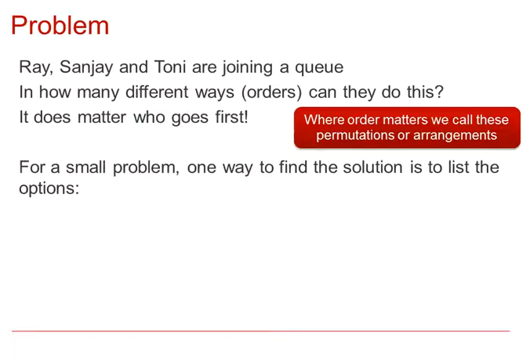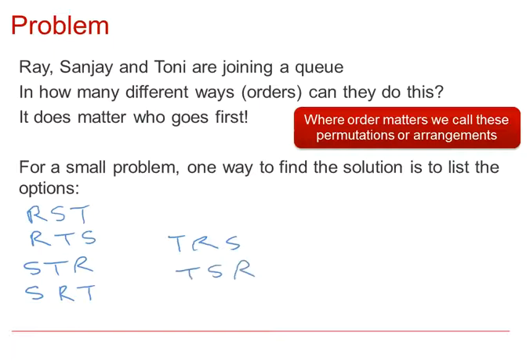We could have Ray going first, and then Sanjay and Toni. Or we could still have R at the front, and then T and S. STR or SRT. TRS or TSR. We can see here there are 6 ways.